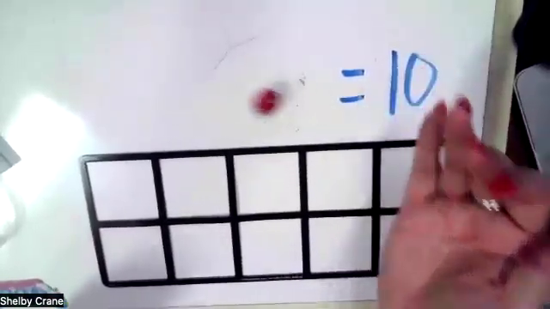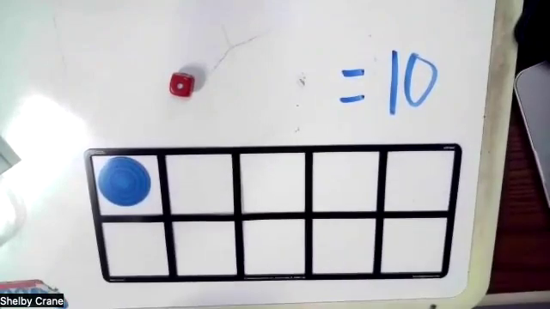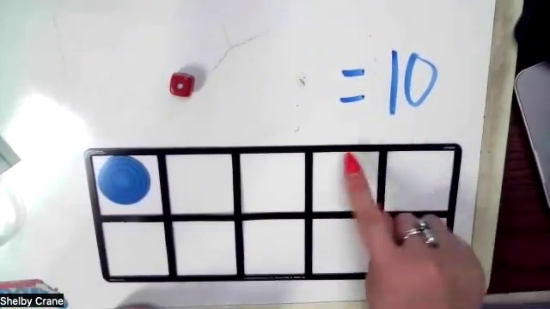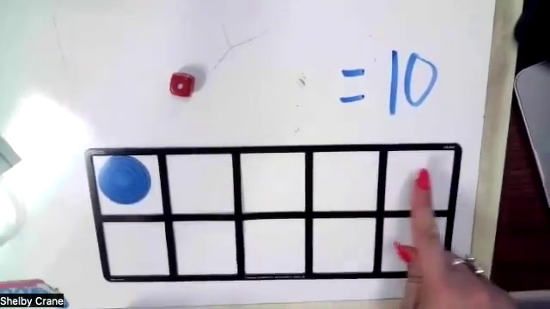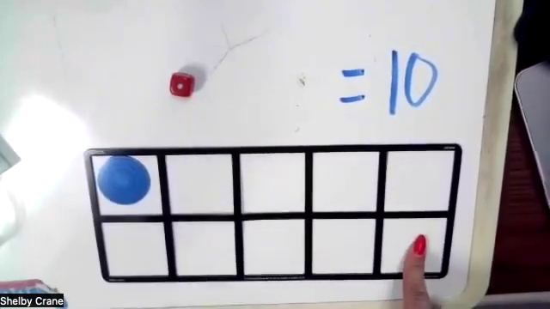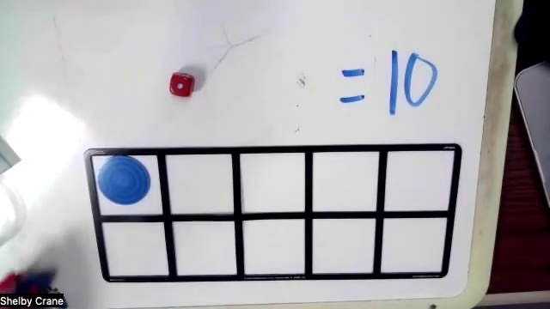I'm going to roll my dice. Oh, 1. So now I can see my tens frame. I have 1. So how many more do I need to get a full tens frame? 1, 2, 3, 4, 5, 6, 7, 8, 9. One's friend is 9, and I can always double check that rainbow.